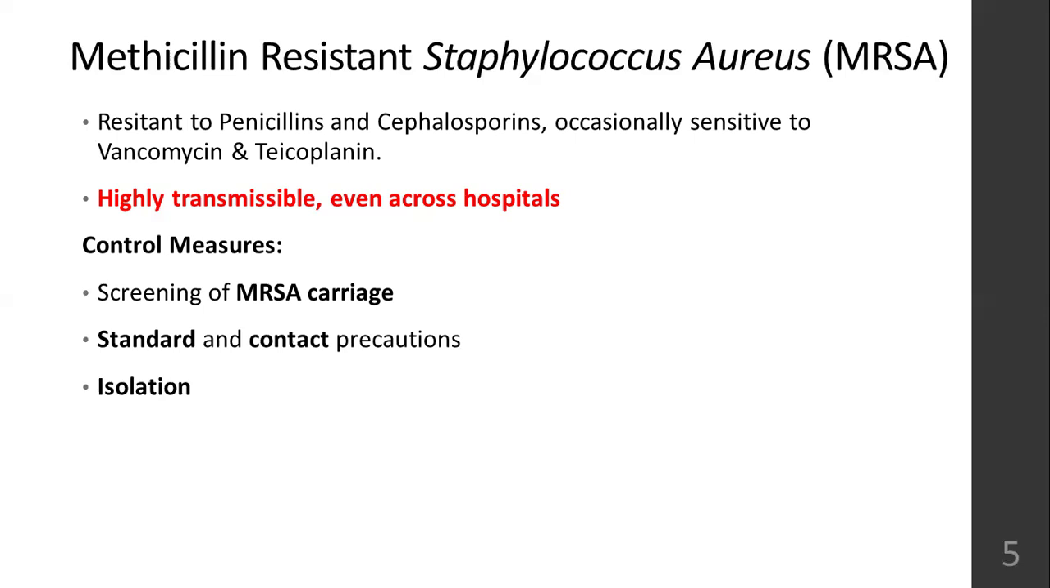Then isolation ward, if it is available, should be used, or the isolation ICU should be used. And if you have more than 2 cases of MRSA, then you can cohort the patients together. All the MRSA patients can be kept together in a single ward.